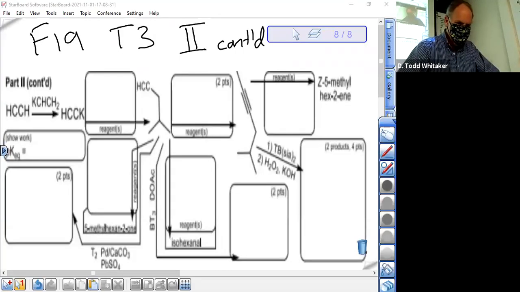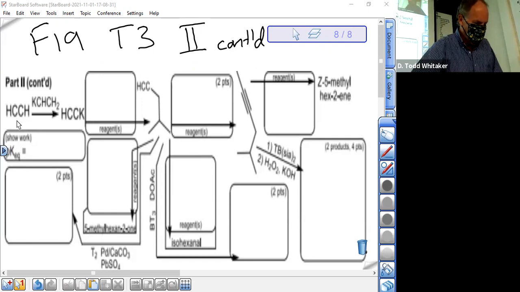We have a request to do a roadmap from Fall 19 Test 3, Part 2 continued. And we're supposed to start over here with acetylene again. Yes, that's acetylene. It's been our theme all day. And that's vinyl potassium we just learned. That's the conjugate base of vinyl. So I'll scribble it up there.